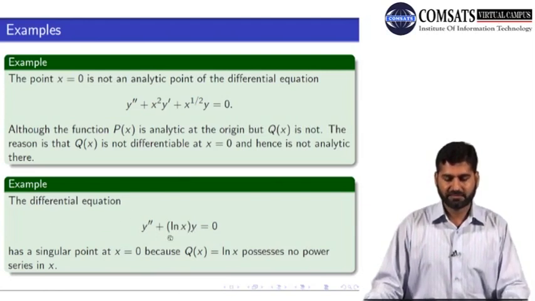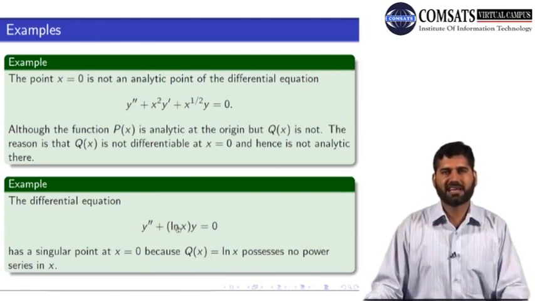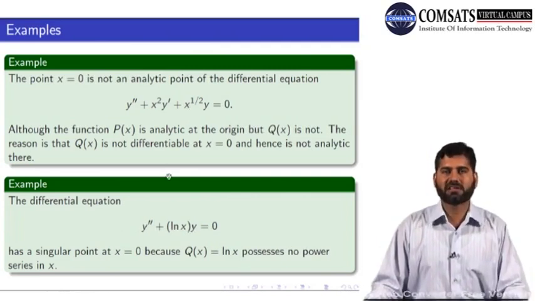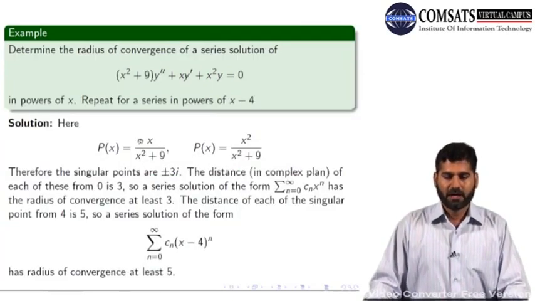Similarly here, log of x has no series in x. Log of x is not continuous when x goes to 0. So it means x equal to 0 is a singular point. Here x equal to 0 is a singular point. So in both of these equations, x equal to 0 is a singular point. All right.